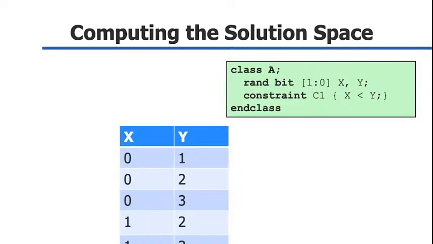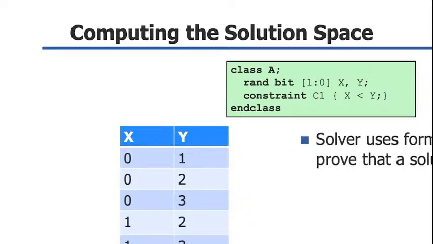So let's take a look at that example with the two random variables x and y again. We have the constraint x less than y in our class, and we can see that there are 6 possible solutions. Now the solver will go about using some kind of formal technique, which we don't really need to go into here, but whether it actually builds a table or just creates a mathematical model of all the possible solutions, it really doesn't matter. What you just need to know is that there are 6 possible solutions here.